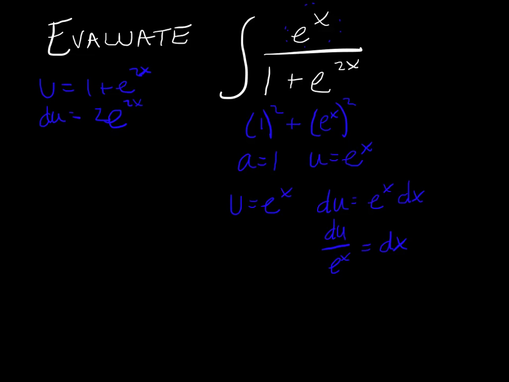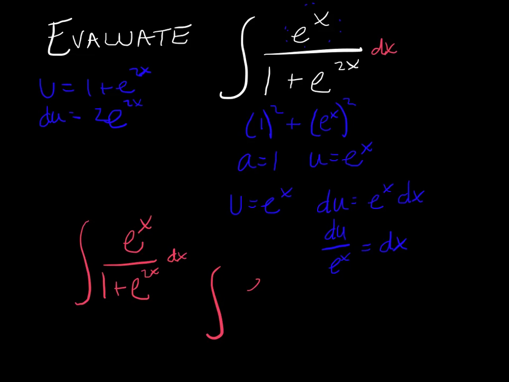So I thought before I went any further, I'd just show you what I've done. I said I need 2 terms squared. 1 squared is 1, so my a is 1. E to the x squared is e to the 2x. Obviously multiply exponents, so my u is e to the x. If my u is e to the x, my du is e to the x dx, which is du over e to the x. So when I substitute that in, I've got e to the x over, obviously I should have had a dx on that, 1 plus e to the 2x dx.